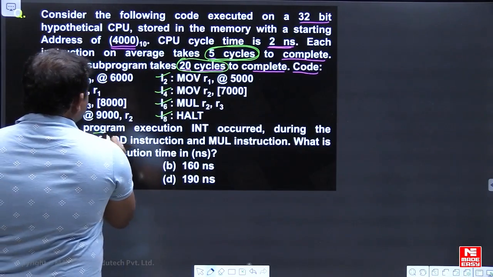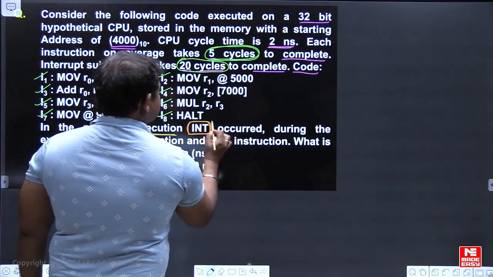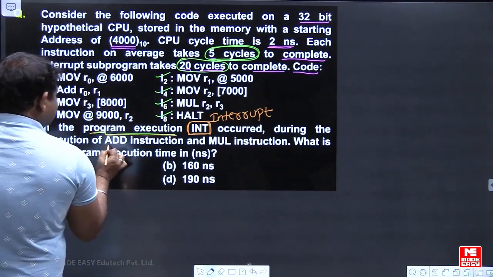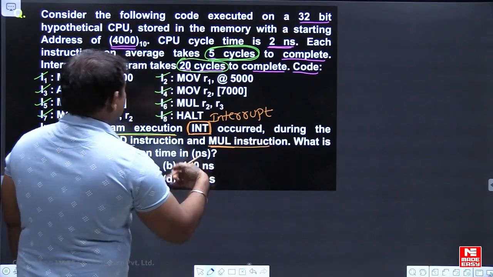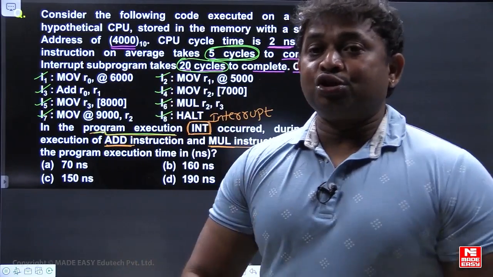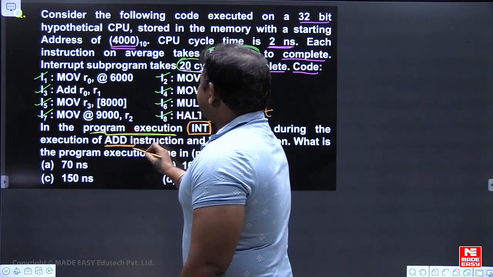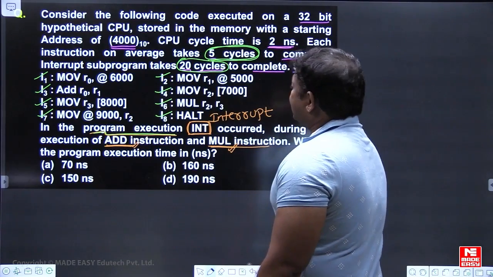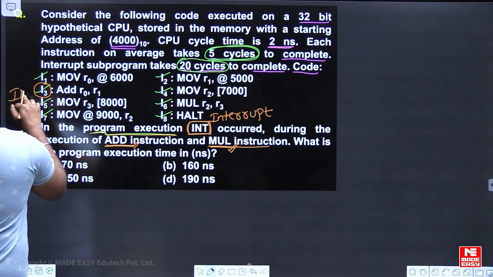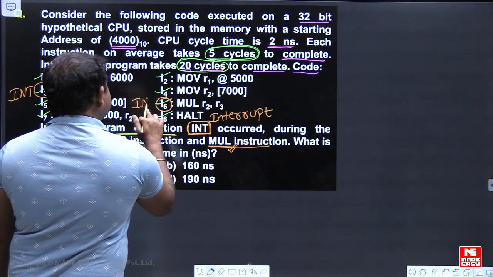Next, in the program execution, interrupt, INT, you know that interrupt. The interrupt shortcut is INT. An interrupt occurred during the execution of the add instruction and the mul instruction in the program. You know that when an interrupt occurs, servicing is required. So at the time of executing the addition instruction, an interrupt occurred, and at the time of executing the multiplication instruction, an interrupt occurred. See this, addition is I3, so at the time of executing I3, the interrupt occurred. Then mul is I6, and at the time of executing I6 also, the interrupt occurred. Is it clear now? Very good.